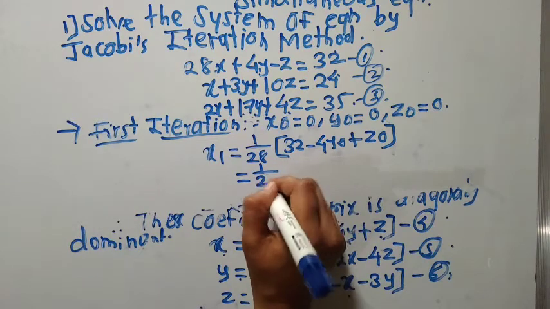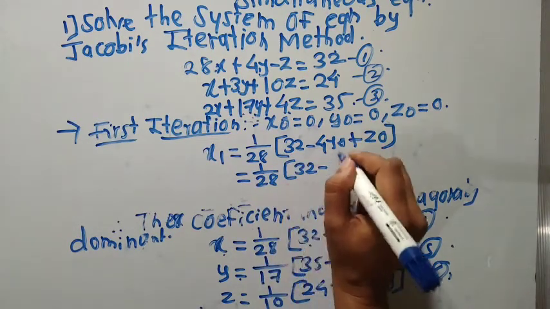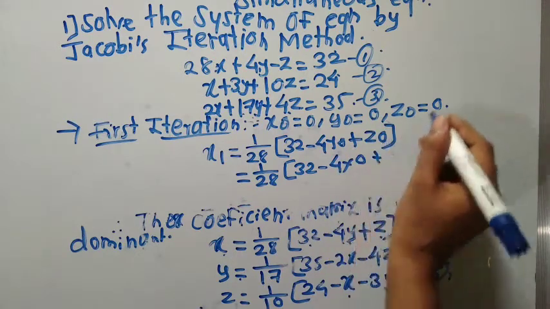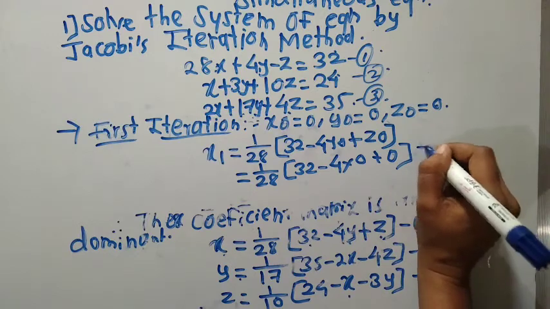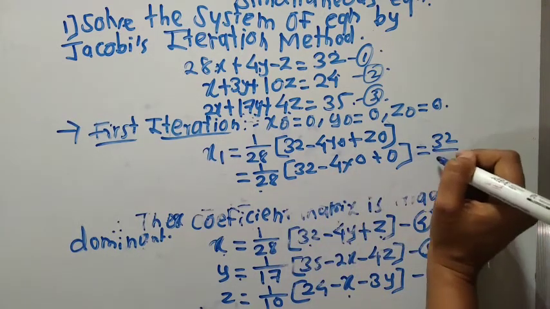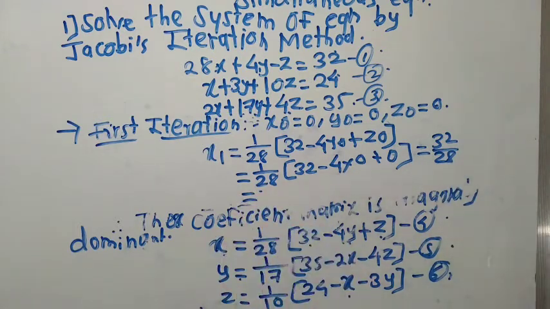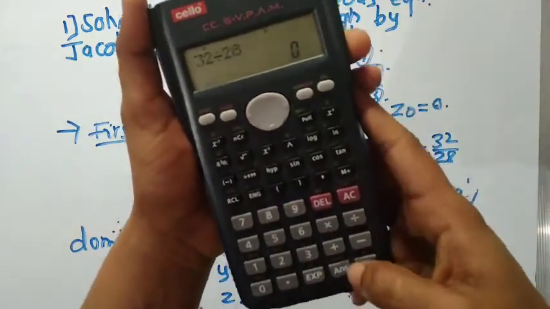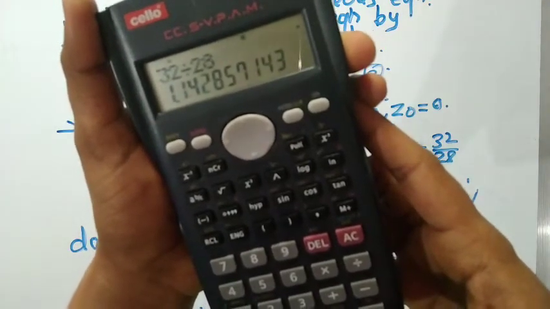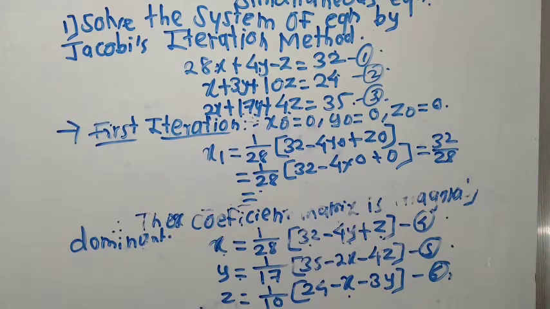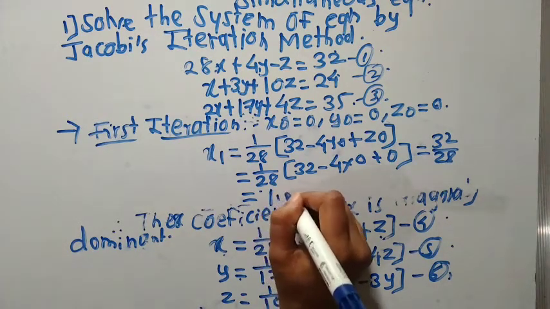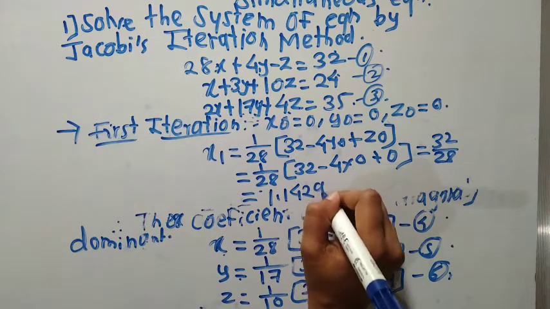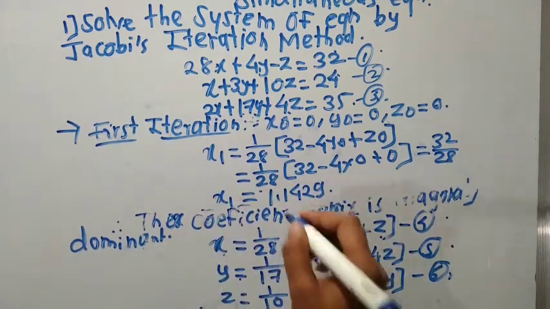So put in this equation: 32 minus 4 into y0 plus z0, which is equal to 32 divided by 28, which is equal to 1.1428 or 1.1429. So these are x1.